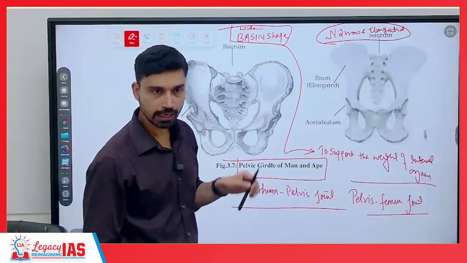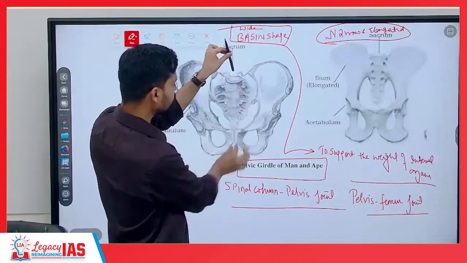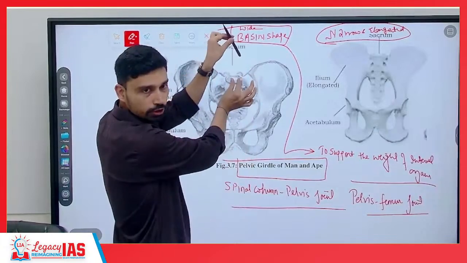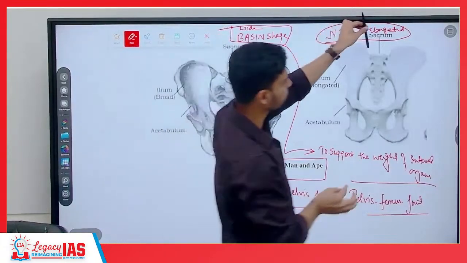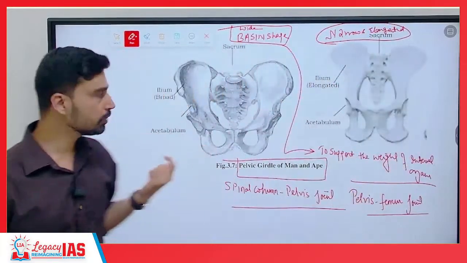Thigh bones. Okay, thigh bone is femur. So thigh bone is starting from here. Obviously what will happen, since this is more compressed, this joint will be closer to this joint. In the apes, it will be more elongated. Now why is it so?